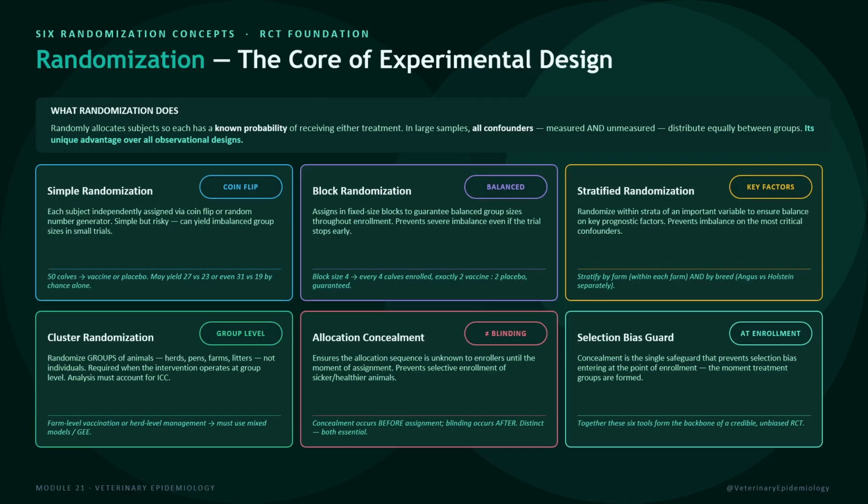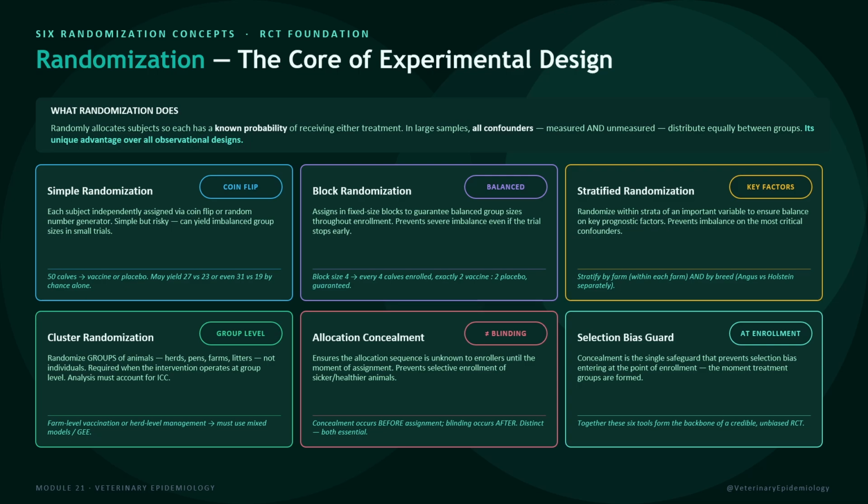Randomization is the foundation of experimental design. It ensures each animal has a known probability of receiving each treatment, which creates comparable groups at baseline. We'll look at several types of randomization: simple, block, stratified, and cluster, each suited to different scenarios. We'll also cover allocation concealment, which prevents selection bias at enrollment. It's distinct from blinding, which protects outcome assessment after assignment. Understanding these distinctions is essential for evaluating the internal validity of any RCT.